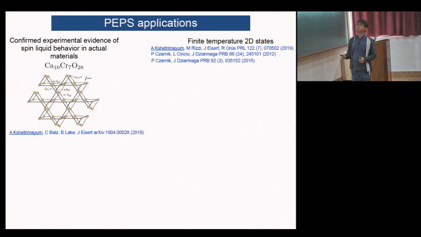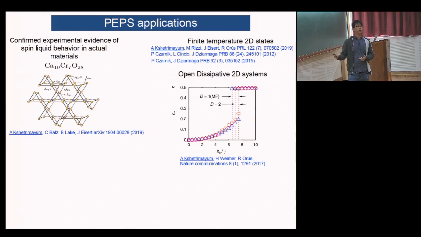And not just that, we have also used PEPs to study open dissipative 2D systems. This is when your system is not isolated and when it's interacting with some environment. And how do you tackle such a system? Now you don't have a Schrodinger equation, you have a master equation and you have to deal with it. So we proposed an algorithm using PEPs, and it was also the first technique that included genuine 2D quantum correlations to study such 2D dissipative systems. And with this, we were able to settle many of the controversies regarding the steady state phase diagram of the dissipative Ising model, XYZ model, and so on.